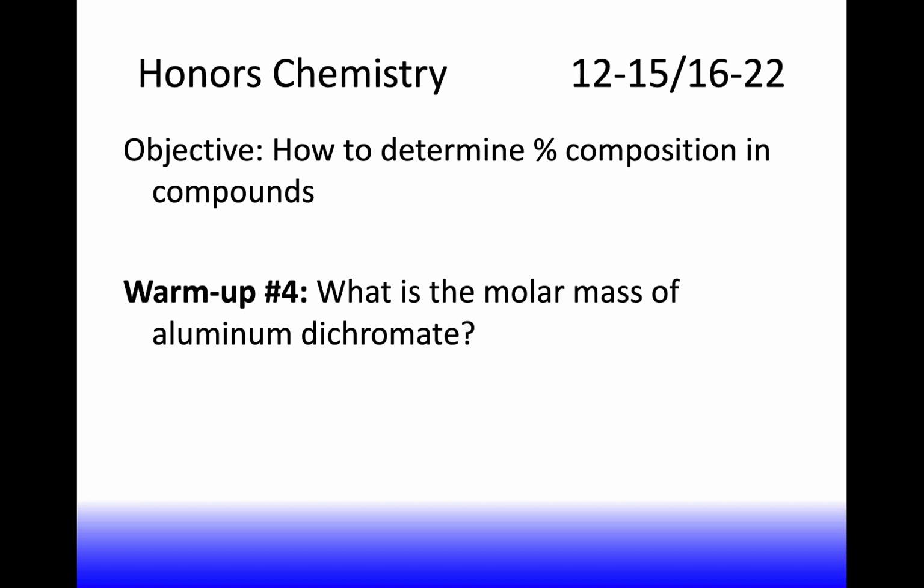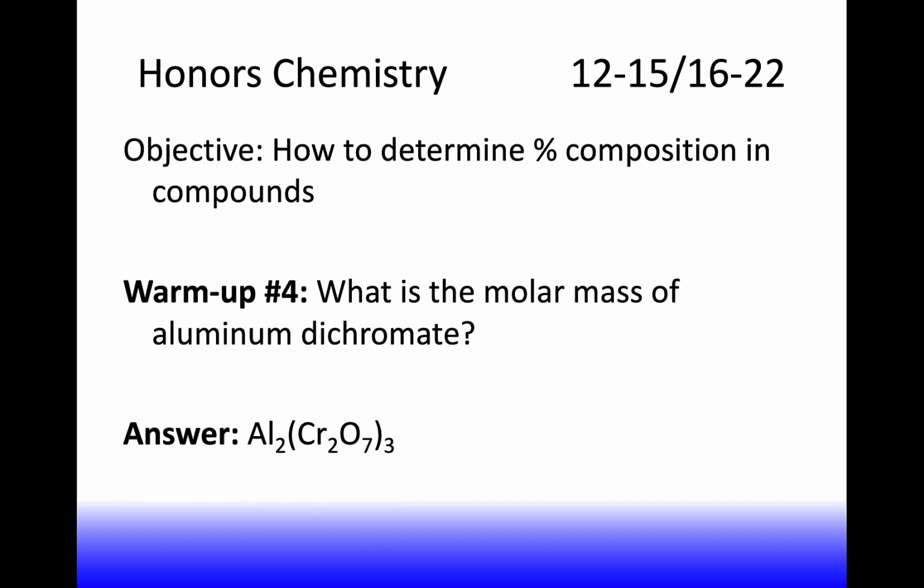So what is the molar mass of aluminum dichromate? So what do you need to do? First, you got to figure out the formula. So you want to dig out your periodic table, look up dichromate, look at its charge, look at the periodic table for aluminum, find where it is and remember its charge and correctly write the formula.